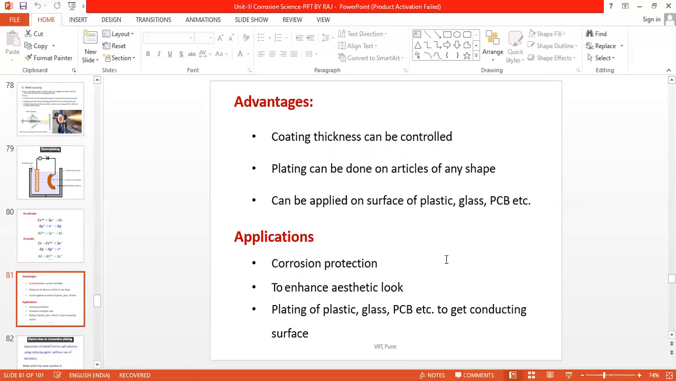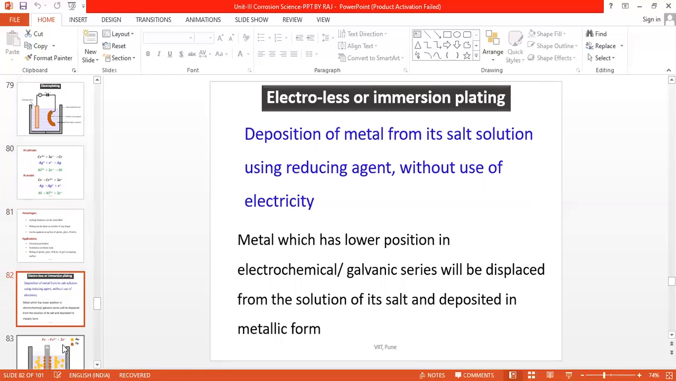Application: it provides corrosion protection. It enhances the aesthetic look of the metal. Plating of plastic, glass or PCB is possible to get a conducting surface. Basically, plastic and glass are non-conducting, and we can convert them into conducting surfaces. So we will see up to this in today's lecture. We will discuss electroless or immersion plating in the next class.